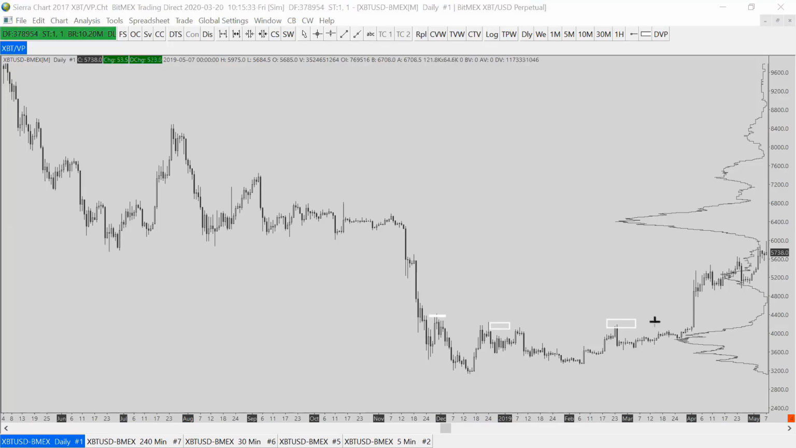So the general rule of thumb when looking at volume profile is that price tends to accelerate through or away from areas of low volume, and I'll get onto that in a minute, and slow down or get stuck at areas of high volume.